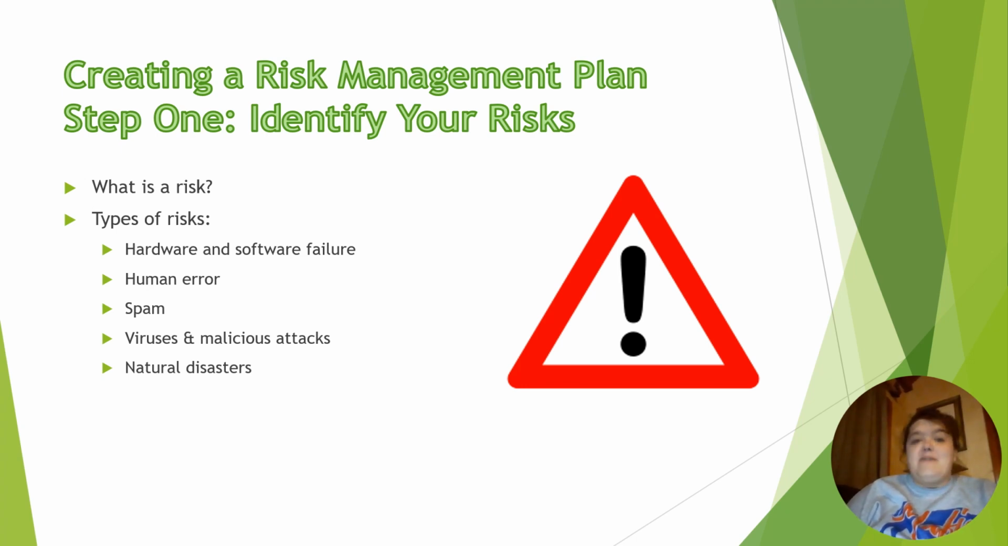This makes me think of the most common types of risks we see in IT: hardware and software failure, human error, spam, viruses and malicious attack, and even natural disasters. All of these risks can bring an organization's systems down, making them less productive. The first step in a risk management plan is to identify the risks to your company.